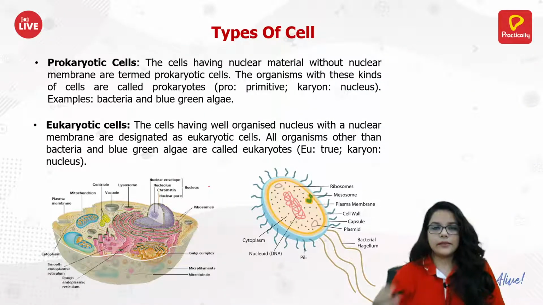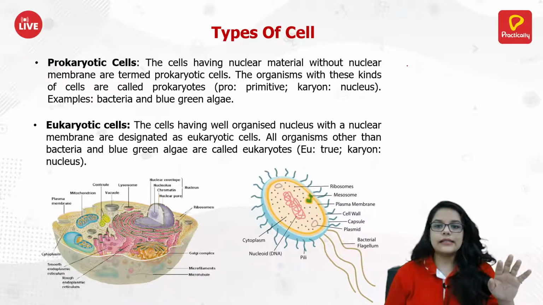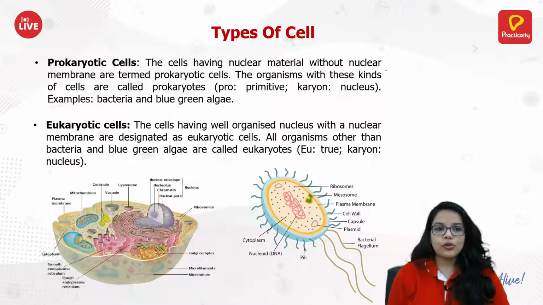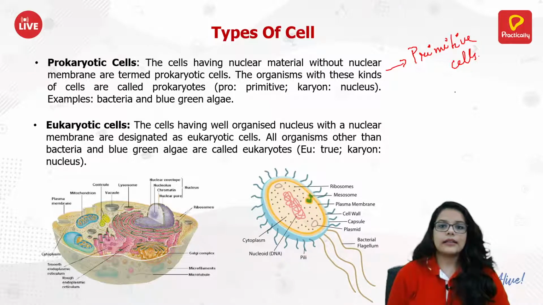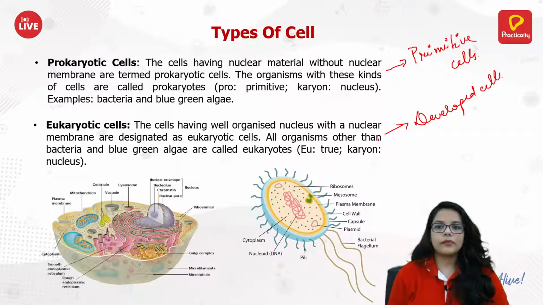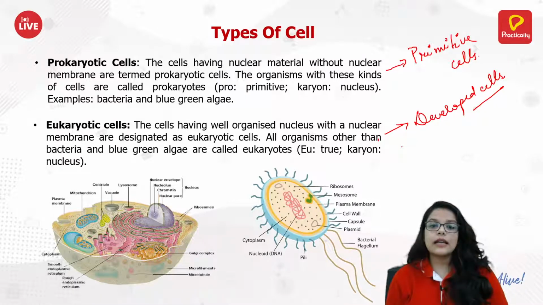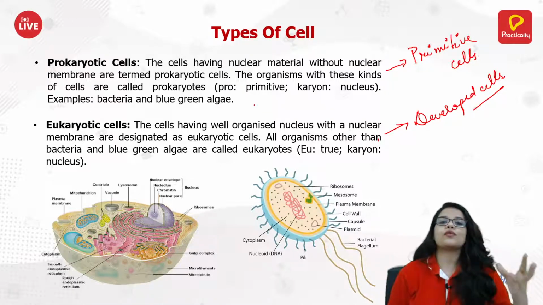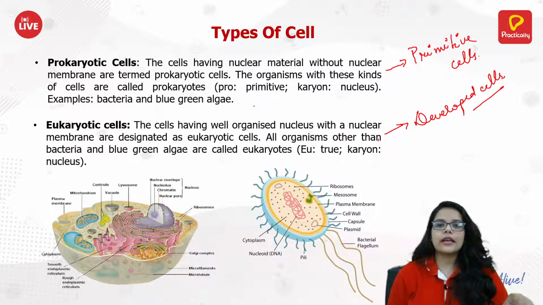Next, the types of cell. Cells can actually be divided into two types based on their development. There is the prokaryotic cell, these are primitive cells, and there is the eukaryotic cell, that is developed cells. Prokaryotic cells do not have a true nucleus, they do not have a lot of organelles, they have very few organelles, and they are covered by a capsule. So these are primitive cells. Basically, bacteria and blue-green algae are prokaryotic cells.